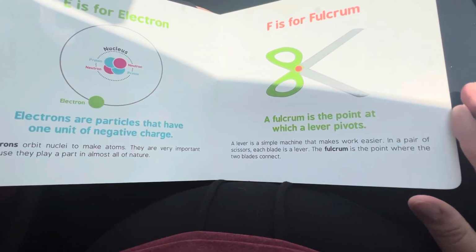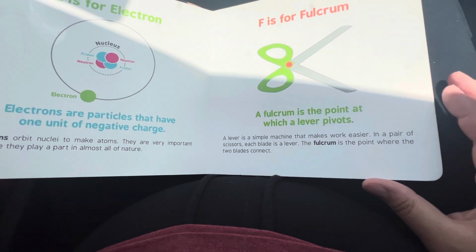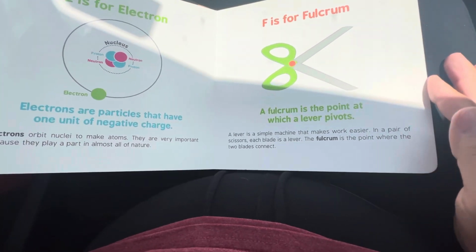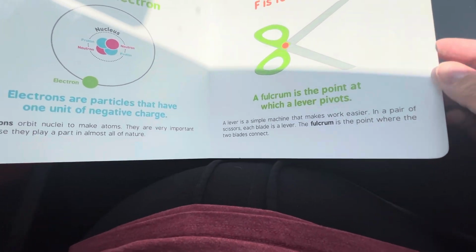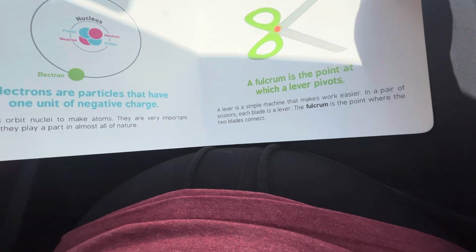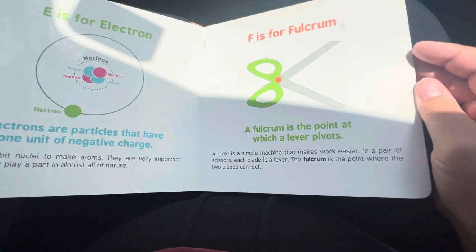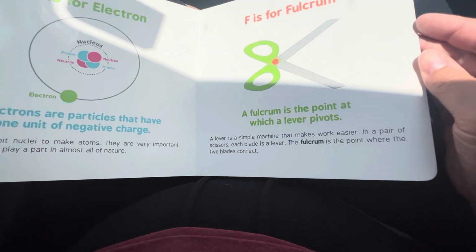F is for fulcrum. A fulcrum is the point at which a lever pivots. Right there is the fulcrum. A lever is a simple machine that makes work easier. In a pair of scissors, each blade is a lever. The fulcrum is the point where the 2 blades connect.